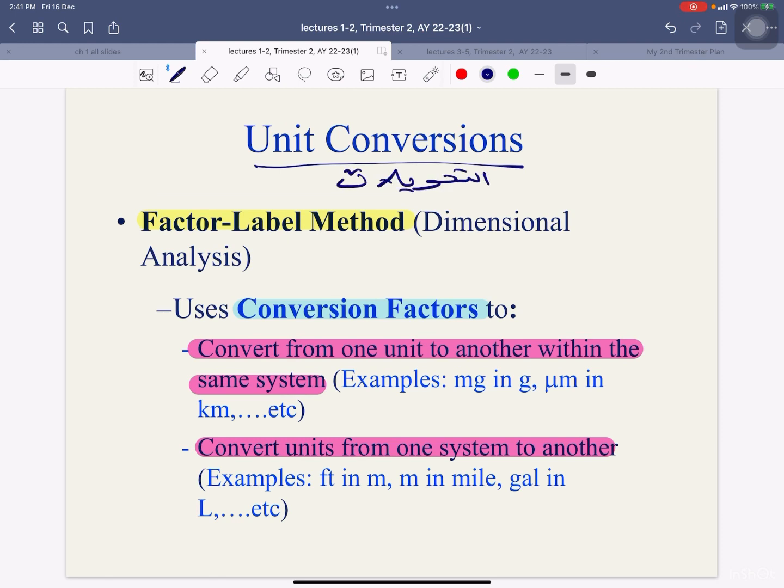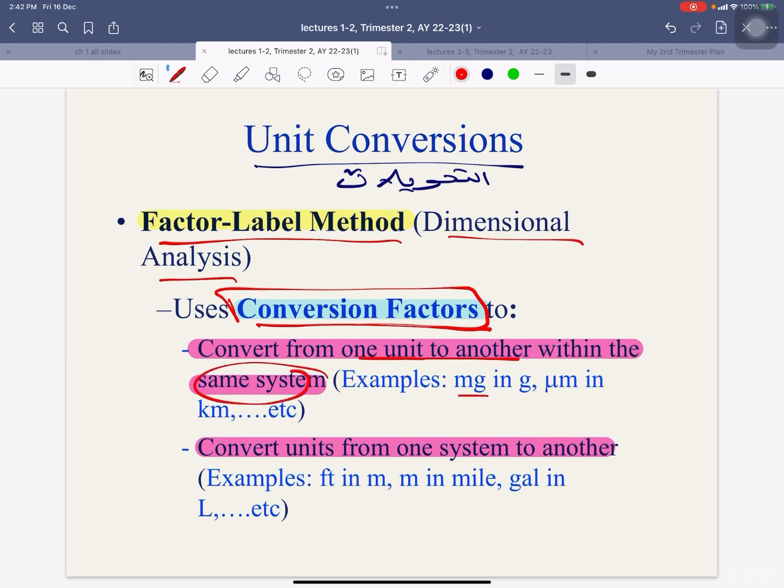Okay, so we have something called the factor label method. It is dimensional analysis. That means when I want to do it, how do I analyze the given information to start the conversion. So first of all, the factor label method uses what? Conversion factors. I convert from one unit to another within the same system. I convert from milligram to gram, from micrometers to kilometers, and so on. I'm dealing with grams here and grams here, meters here and meters here. So this is converting from one unit to another within the same system, gram, meter.